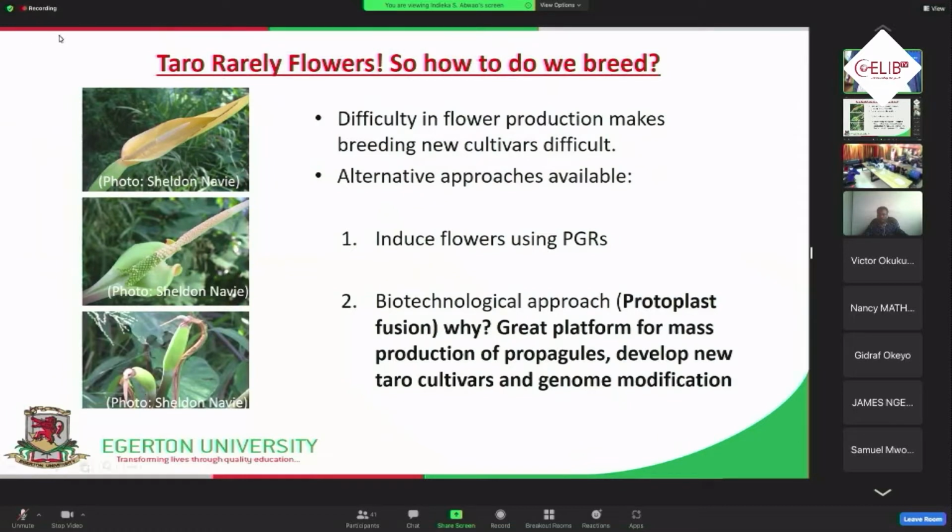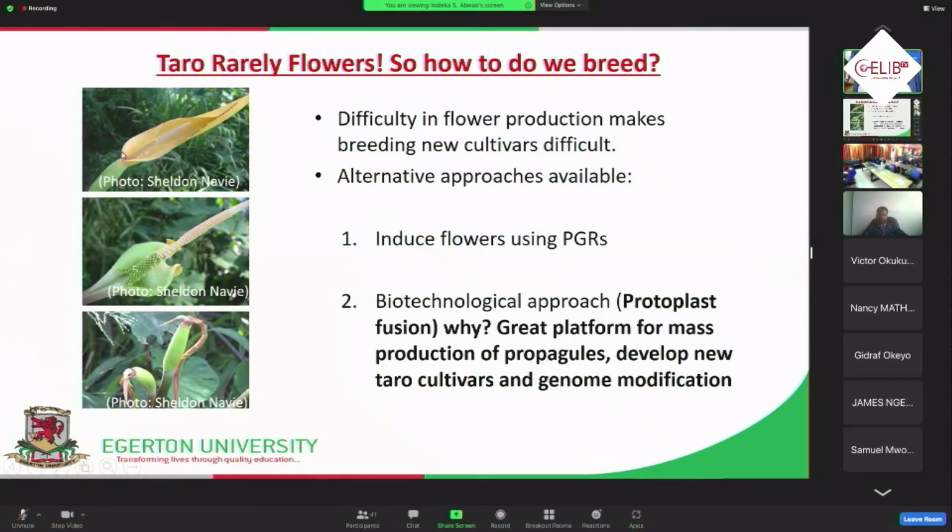My slide says taro rarely produces flowers, but there are certain species known to produce flowers. And for those who have not seen taro flowers, the images on the left side of the screen show what the flower looks like.